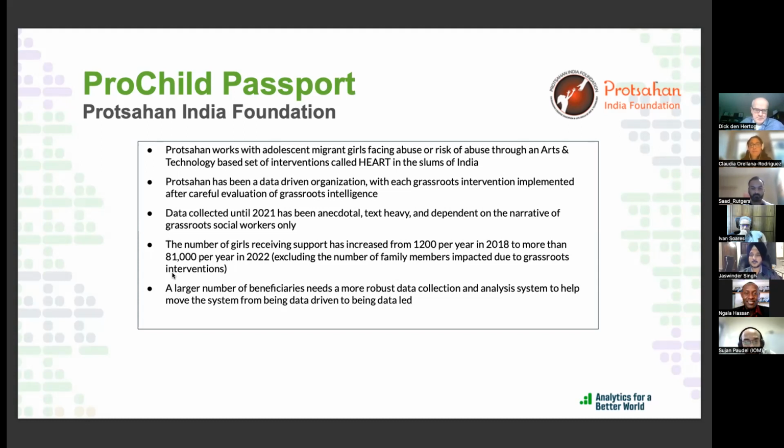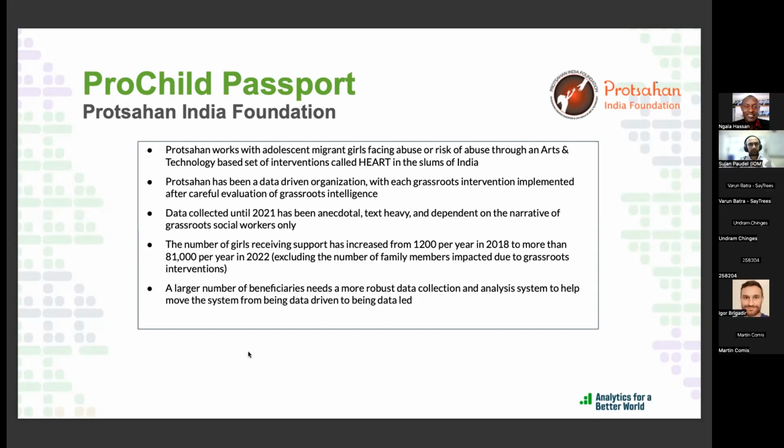And as soon as COVID hit, our work on the ground increased so much that we started working with so many more girls. At the peak of COVID, we were working with about 350,000 girls and their families. At present, we're working with about 80,000, 81,000 girls every year. This number excludes their family members. Each family has at least 5 to 6 members apart from the girl, so you can multiply that number. That's the magnitude of the grassroots intervention that we have.